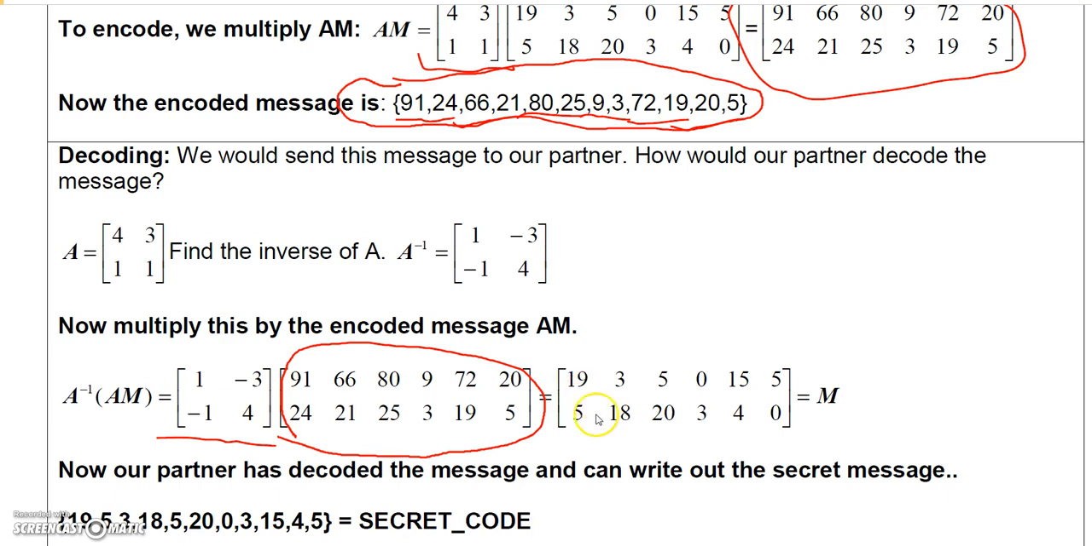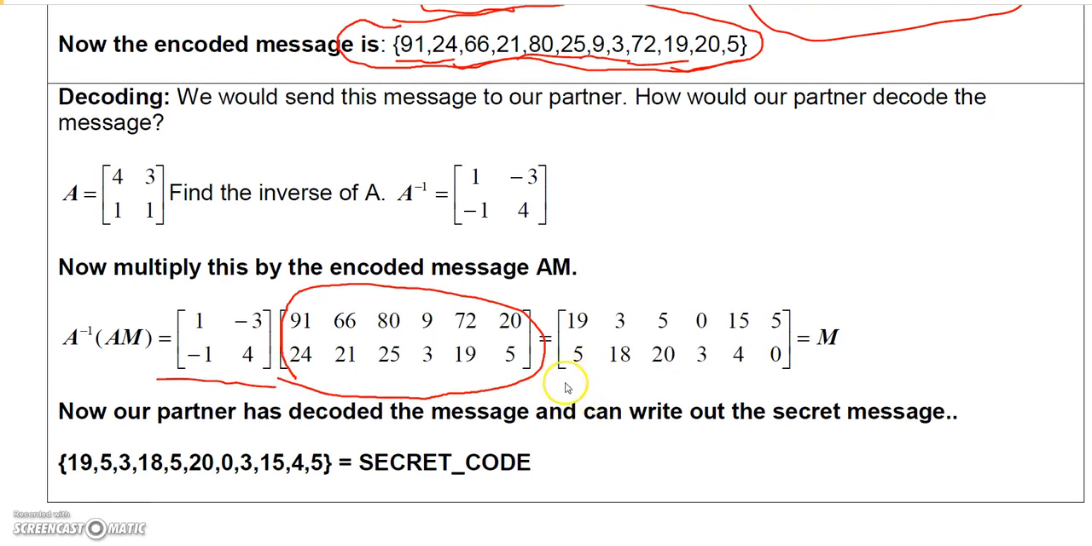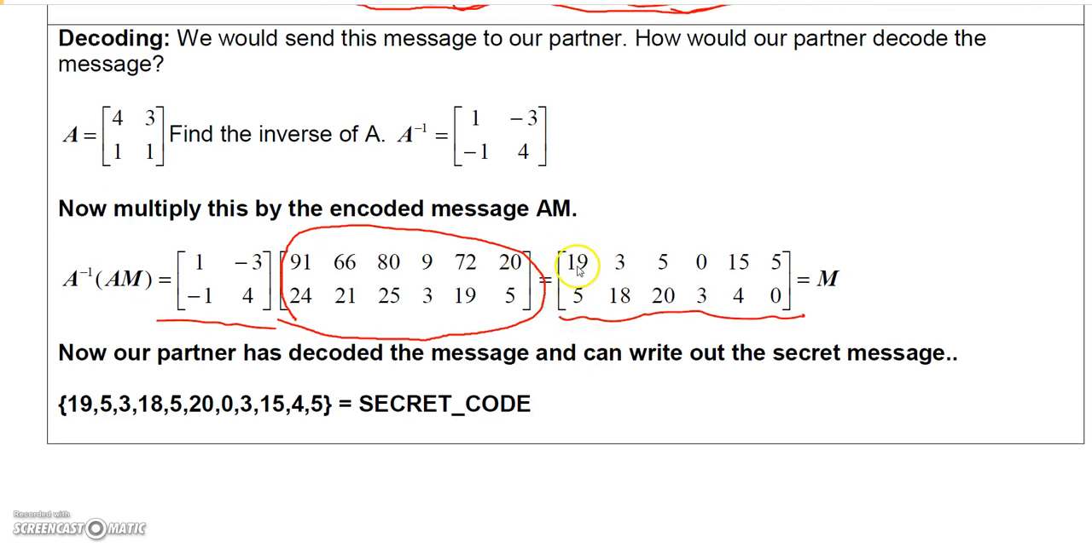Now you can see what's developing here. We're getting the 19, the 5, the 3, the 18, the 5, the 20, the 0, the 3, the 5, the 15, the 15, the 4, the 5, the 0. We're getting that back. So once they've multiplied by the inverse, it gives them back the original message matrix, and then the person on the other end would simply take those numbers out, look at their alphabet key, and they could tell that this message actually says secret code. Pretty cool, huh?